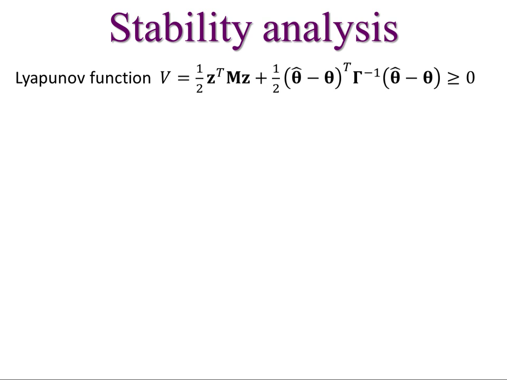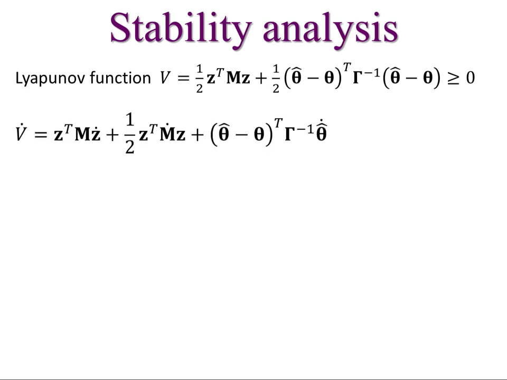Since both of these terms have positive values, the Lyapunov function V is always greater than or equal to 0. Therefore, as the Lyapunov function V decreases, the control and parameter estimation errors decrease. So, let's differentiate the Lyapunov function V by time. Applying the previous analyses, the time derivative of V can be obtained in this way.